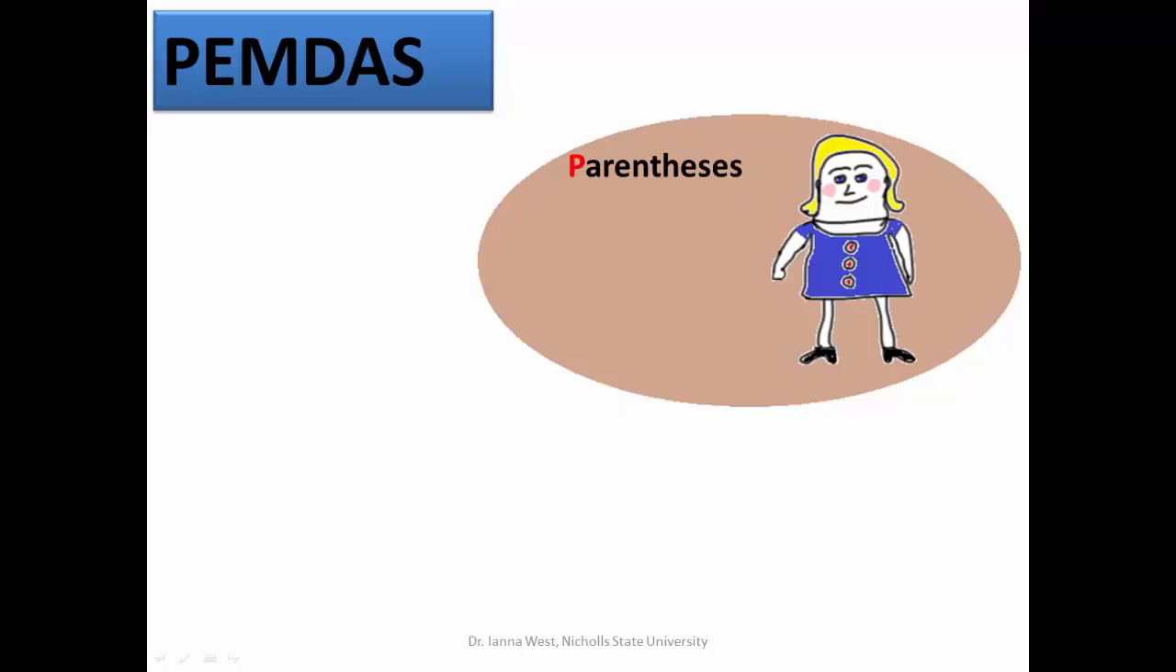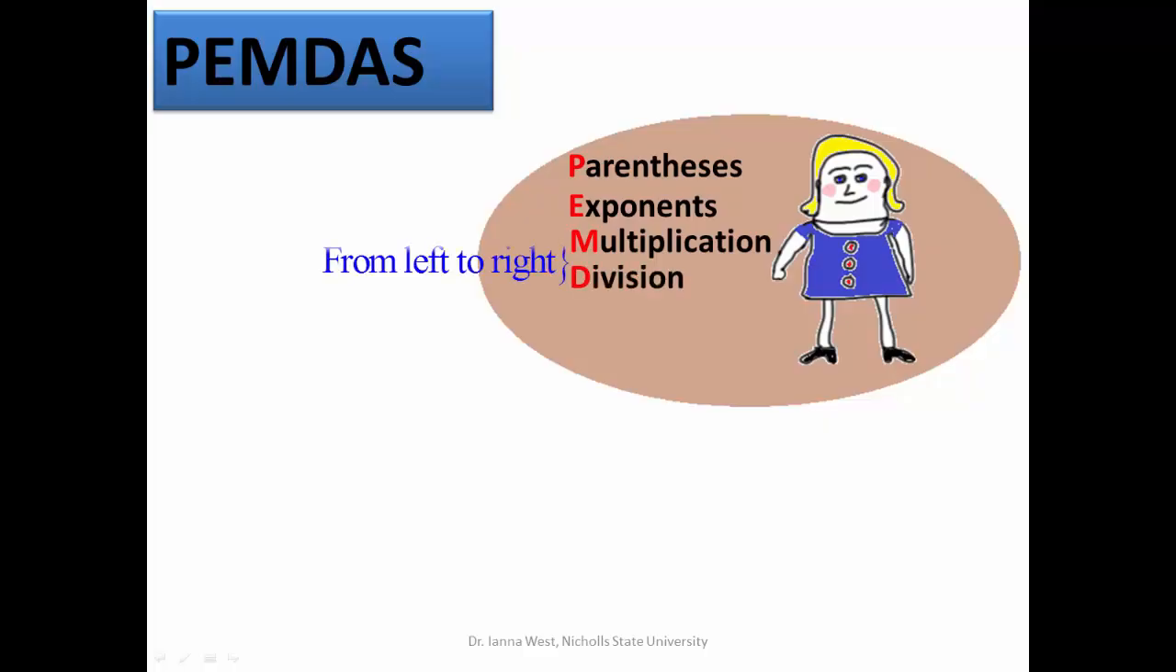We evaluate expressions involving exponents. We then perform multiplication and division from left to right. That is, we start from the left performing multiplication and division in the order in which they occur in the expression. Finally, addition and subtraction are also performed from left to right.